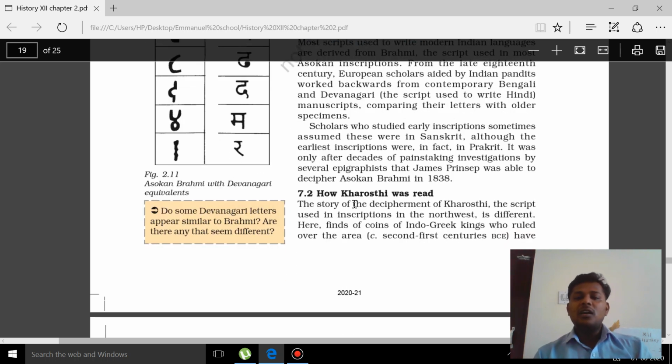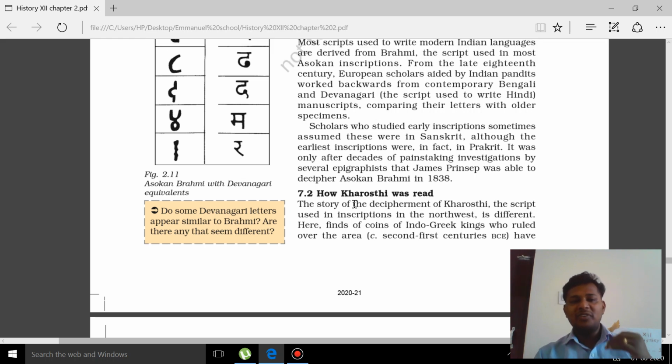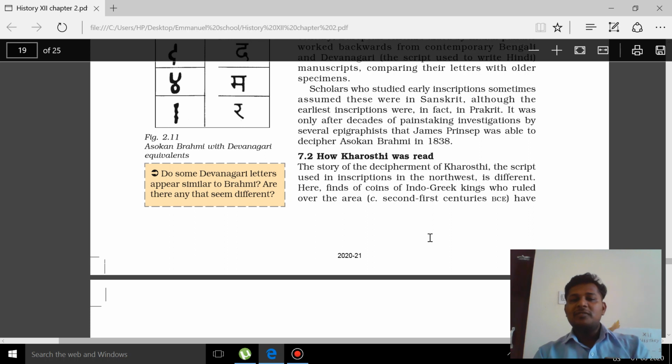Then, how was Kharosthi read? How were we able to understand that? The story of the decipherment of Kharosthi, the script used in inscriptions in the northwest, is different from Brahmi. To understand Brahmi, we used Indian languages and studied with the help of Indian Pandits. Whereas to understand the Kharosthi script, which is used mostly in the northwestern part of the Indian subcontinent, mainly Afghanistan and Iran areas, the story is different.